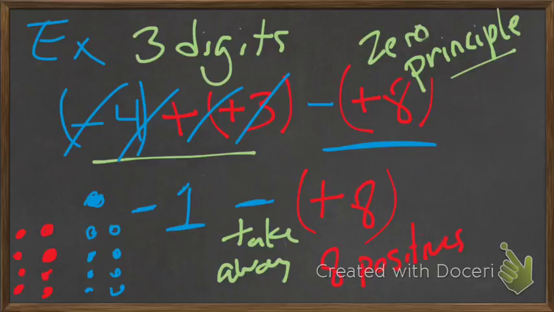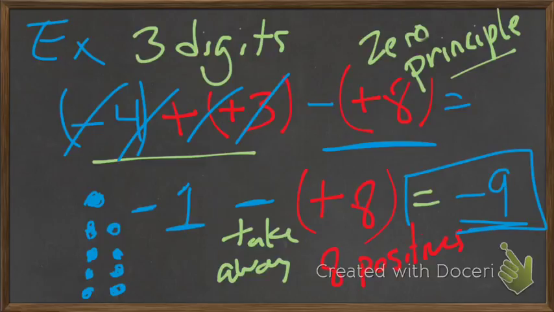Let's take away those 8 positives. Woo! All gone. What am I left with? 1, 2, 3, 4, 5, 6, 7, 8, 9. I'm left with 9 negatives. Negative 9. So all of this in total equals negative 9.